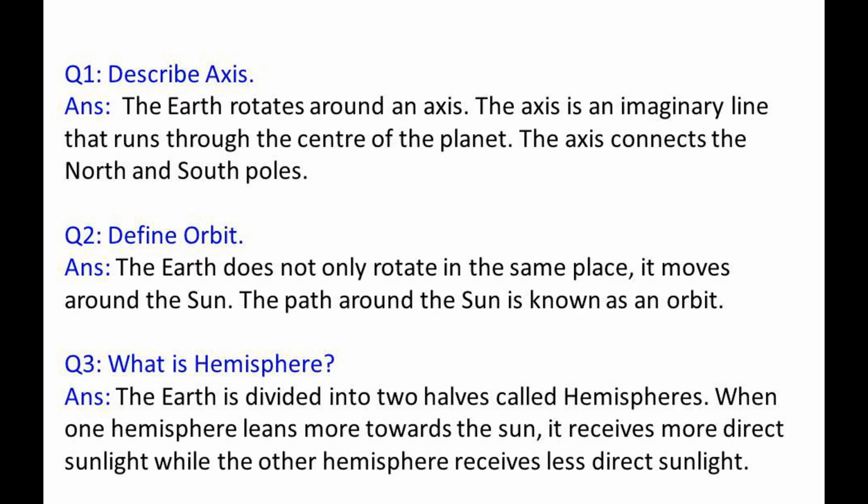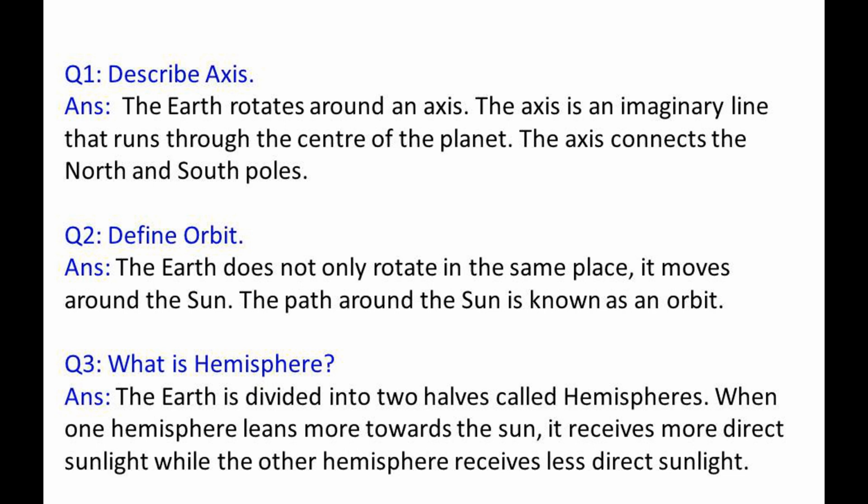Now come to questions. Question 1. Describe axis. Answer. The earth rotates around an axis. The axis is an imaginary line that runs through the center of the planet. The axis connects the north and south poles.